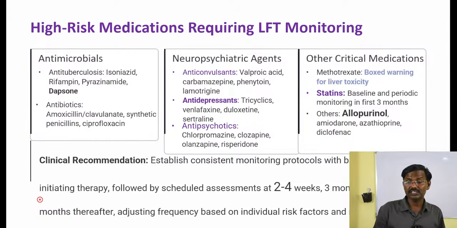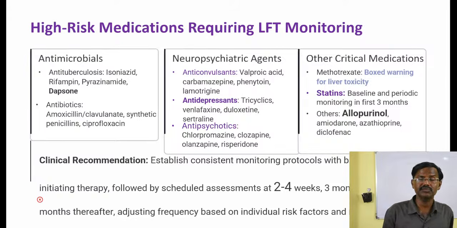Antibiotics and some of the CNS drugs: anticonvulsants, antidepressants, antipsychotics, and statins, right? And especially methotrexate. We were discussing so much about methotrexate. Very important. The side effect of methotrexate is phocomelia, right? These are all very important drugs, and they have serious side effects. You must note it down.